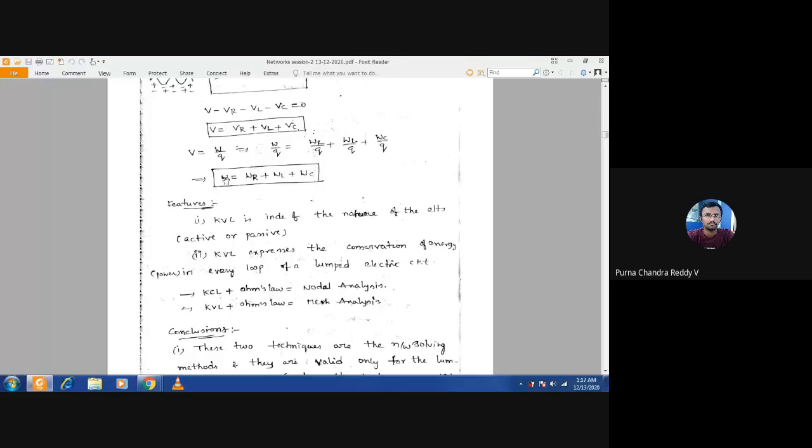Conservation of charges means the total charge coming to the node is equal to the total charge leaving from the node. At a node, the total charge is equal to 0. If you see inside any loop, the applied voltage is divided across these three elements. Inherently, we are speaking about energy corresponding to these three elements, that is W is equal to WR plus WL plus WC.